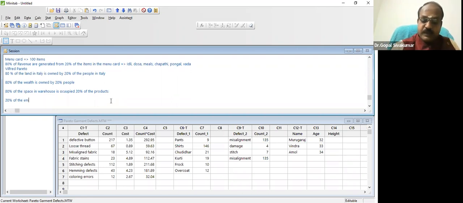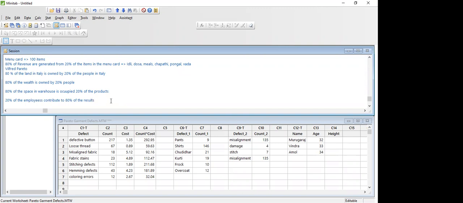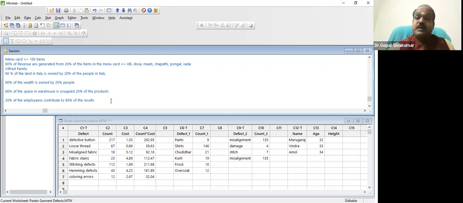20% of the employees contribute to 80% of the results. Is it true? Yes. So this is the use of statistics, these kinds of understanding, how we understood all these things based on our practical experience. Many times we have seen this 80-20 rule working, and so you can use it as a rule. Now going back to the problem.